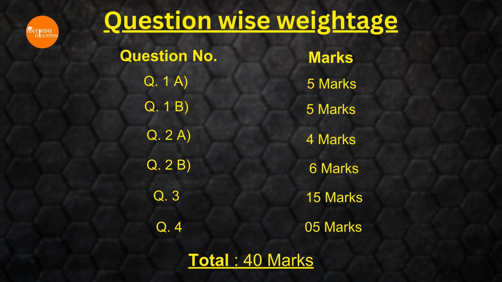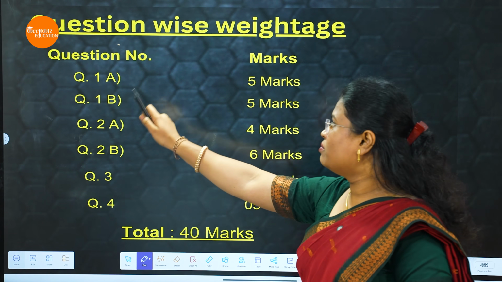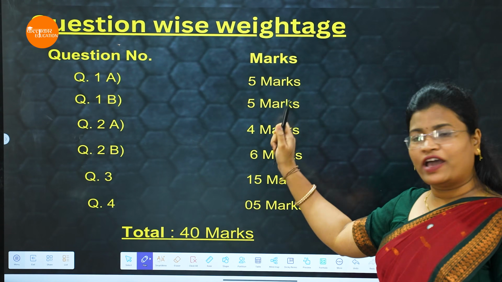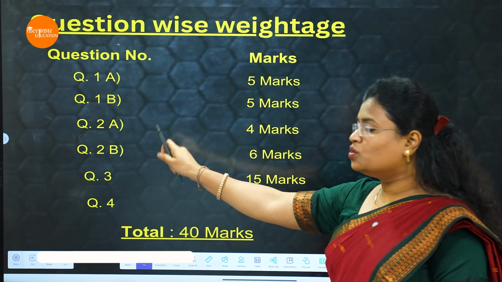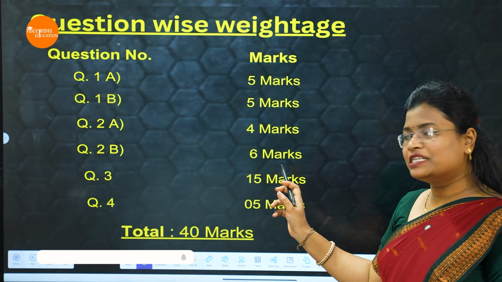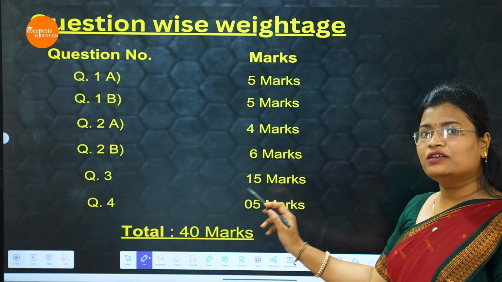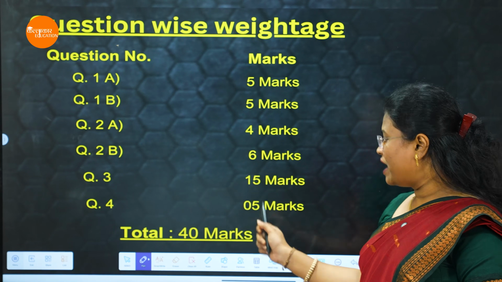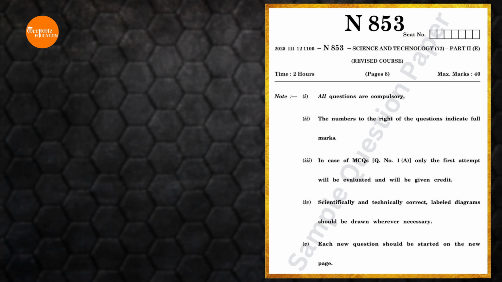So let's see what the question-wise weightage will be. Question 1A will be for 5 marks. Question 1B will be for 5 marks. Question 2A will be for 4 marks. Question 2B will be for 6 marks. Question number 3 is a major question, for 15 marks. Question number 4 will be for 5 marks, and the total will be a 40-mark question paper. So this will be your question paper.